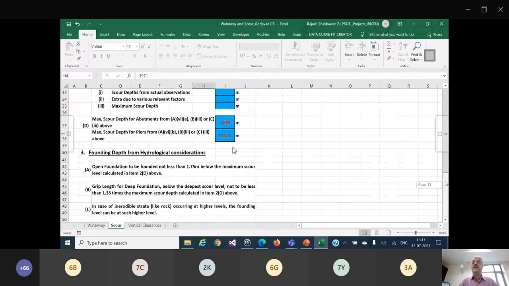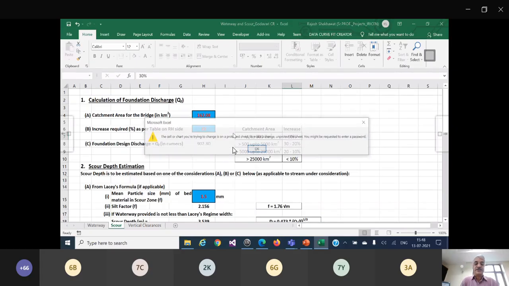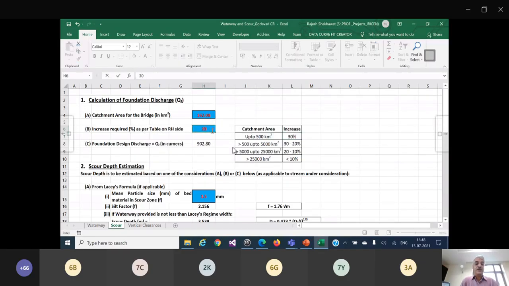Then go to scour depth. In scour depth also, first the catchment area. So in our case the catchment area is 162.080. So increase as per this up to 500, you have to increase by 30%. No, sorry, catchment area. Yeah, it was 162. So up to 500, increase by 30%. This is QF.